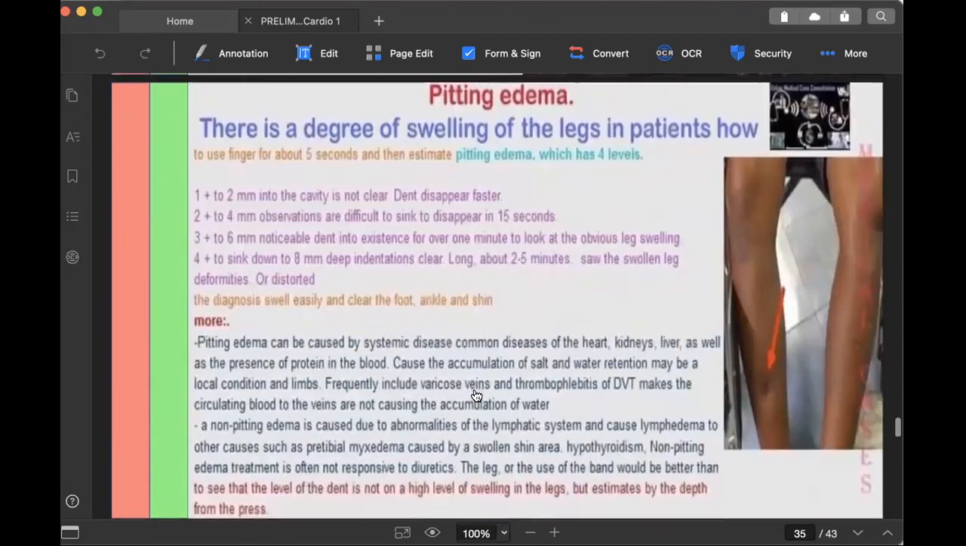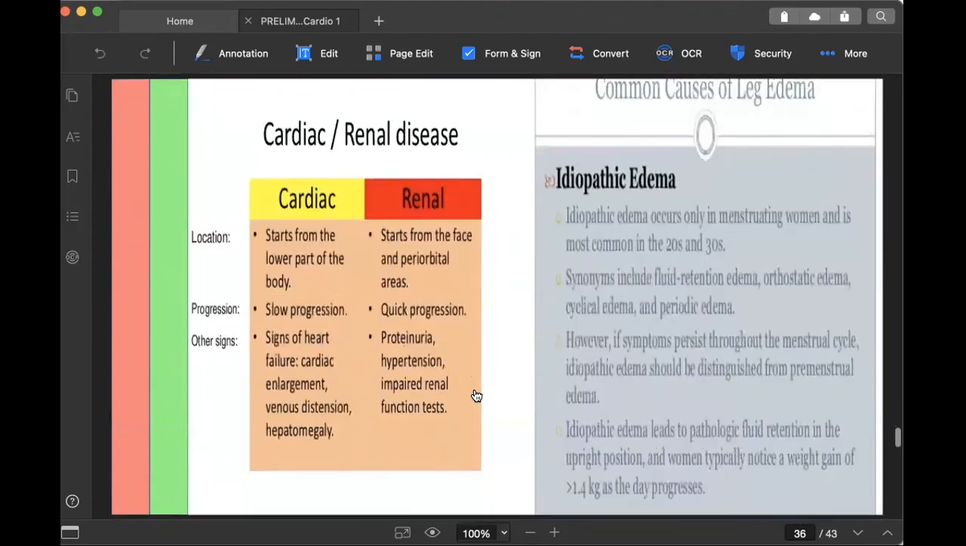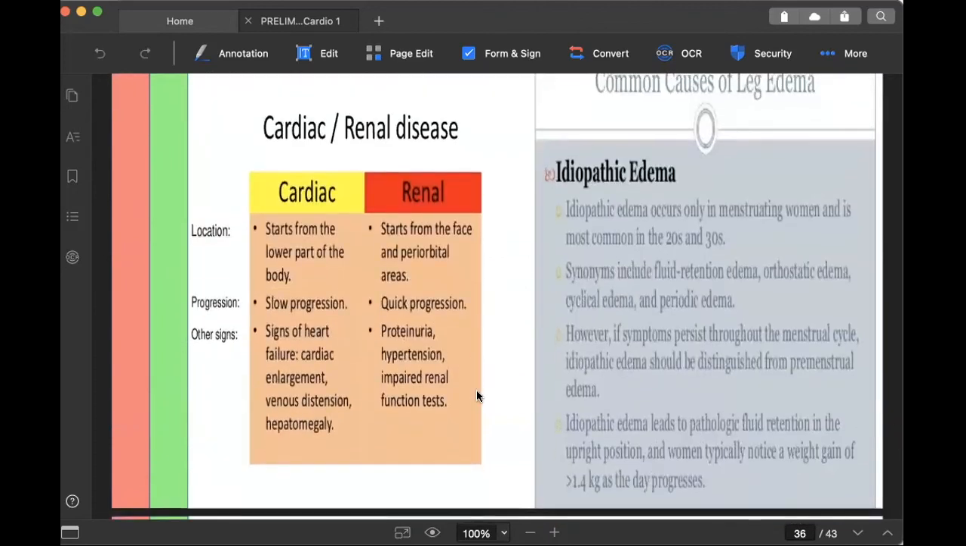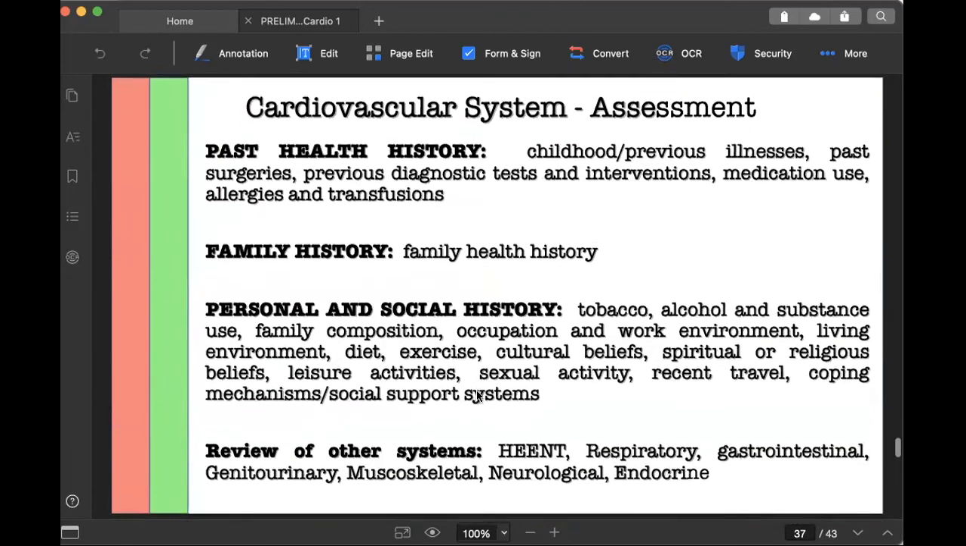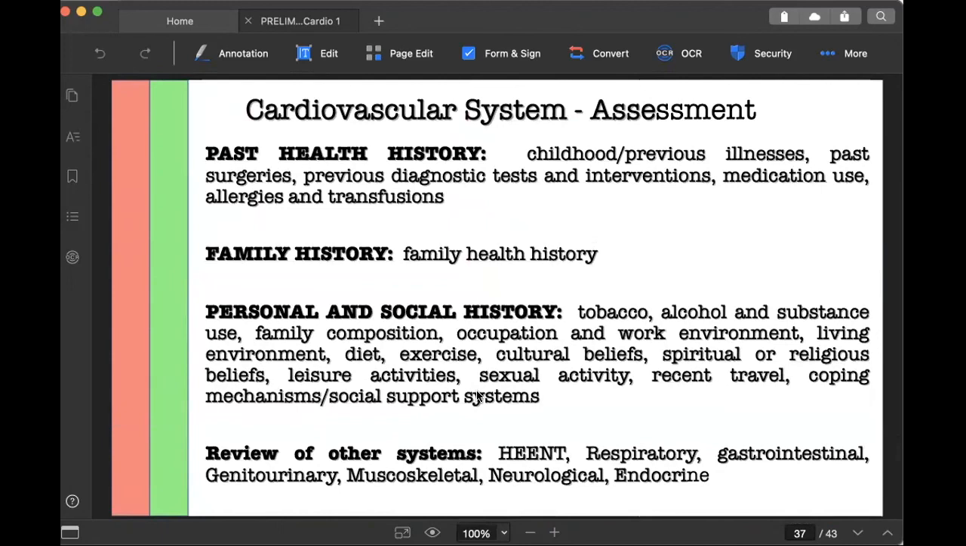Let's go here. Pitting edema, you already know this one. Cardiac and renal disease can be associated as well. This one, cardiovascular system assessment. Of course, it can be associated with your past health history, and you can go into these details with your clients to have a greater view on the onset of the cardiovascular disease. And we all know that some of these associated diseases are family health related. Maybe the grandfather, father, or other relatives have this one as well. Personal and social history. What if it is being affected by the things that you are doing in your life?